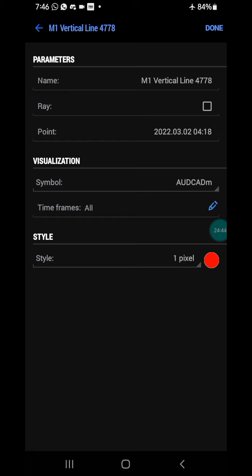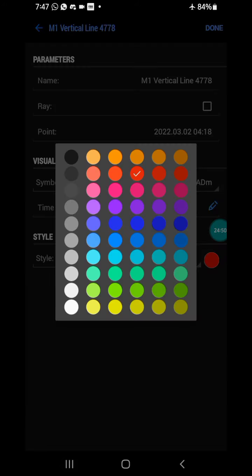Below you see where you have style and a red color. I click on that red circle. It takes me to where the colors are. Then I click on any color I want. Probably I want white because I have a dark screen, so that it can be clear for me.